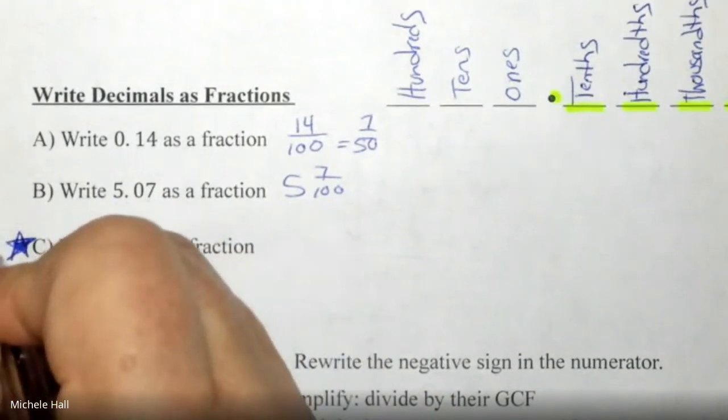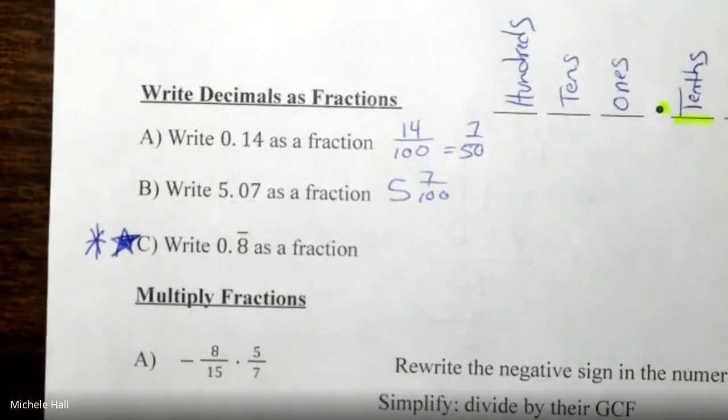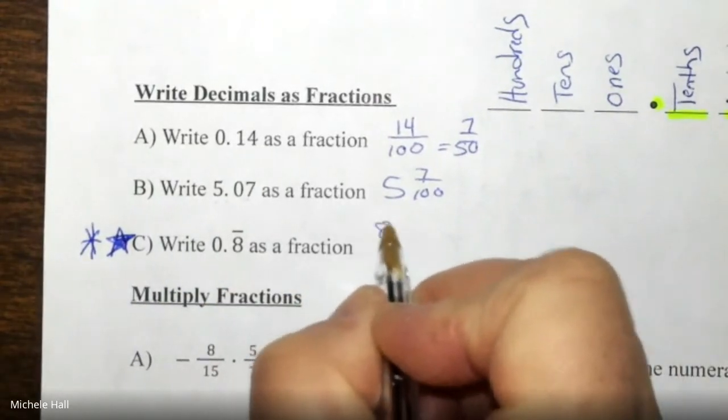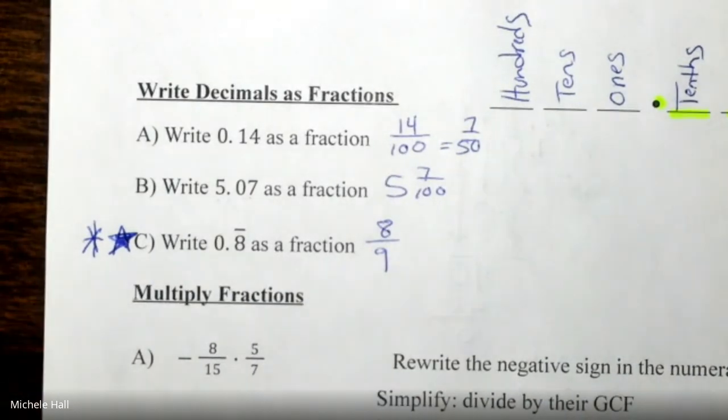You can make a star like this, just with lines, right? It doesn't have to be colored in. So put a star next to that because that's one of the ones that we have memorized, 8/9. It's a repeating decimal. Okay, here we go.